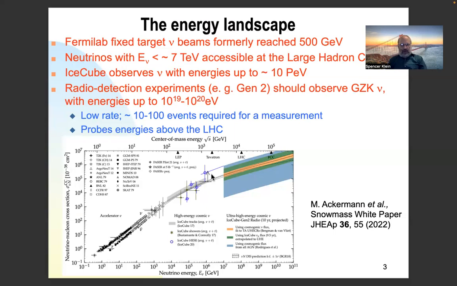On the other hand, IceCube goes up to here, and can reach neutrino energies of about 10 PeV, or 1,000 times higher. And the coming next generation radio detection experiments, including Gen 2, should observe GZK neutrinos with energies in the 10^19 or 10^20 electron volt range, another 1,000 times higher. The disadvantage here is that these are relatively low rate experiments, and you need about 10 to 100 events for a measurement. On the other hand, when you get that, you're probing energies above the Large Hadron Collider.